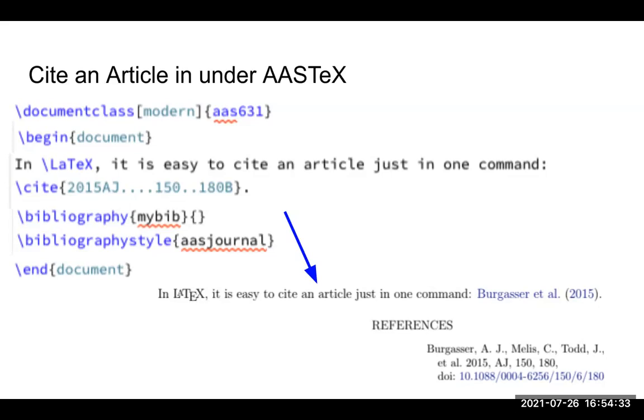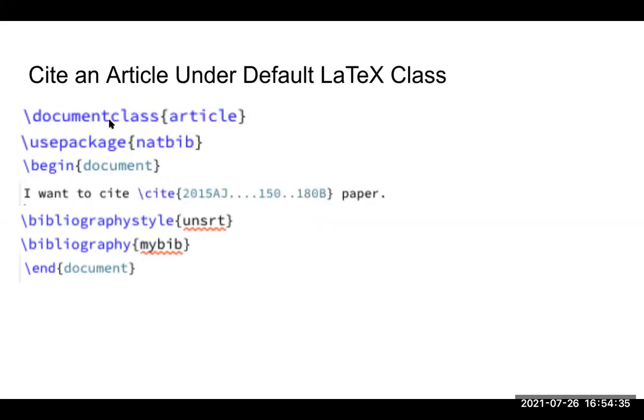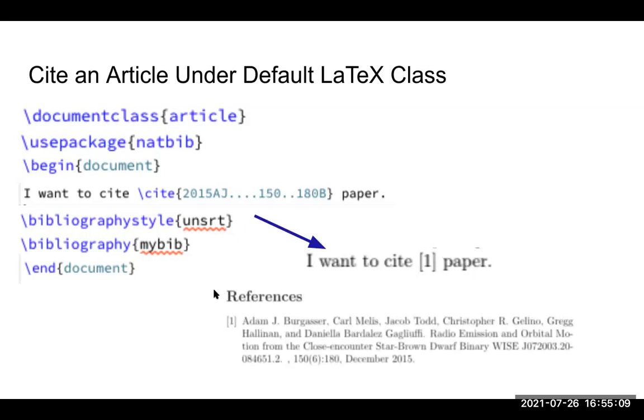Okay, if not, there's also another option that I was showing. The normal document class article is the default in LaTeX, but in this case you can use another package called the natbib package. You can do the same thing, with the same bibliography, you just import this at the end. And you can use another style. I just picked a random style. That's the format, and at the end it's just the reference back.